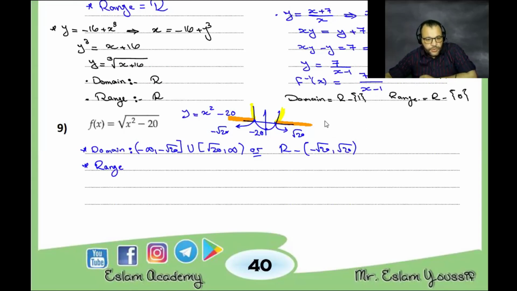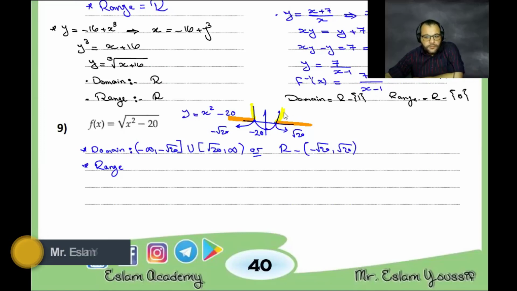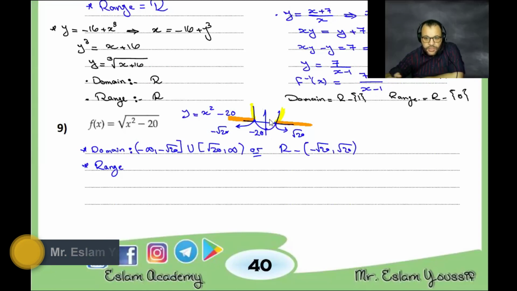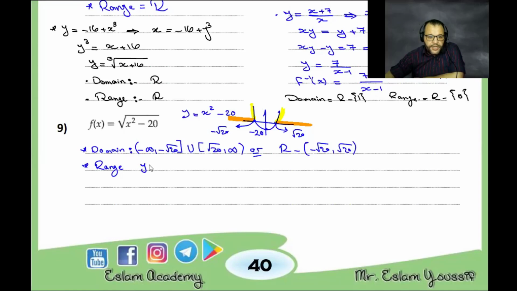What is the range of this graph? More than negative 20. More than or equal? Because negative 20 is included in the graph, so y is greater than or equal to negative 20. Any problem for this one?